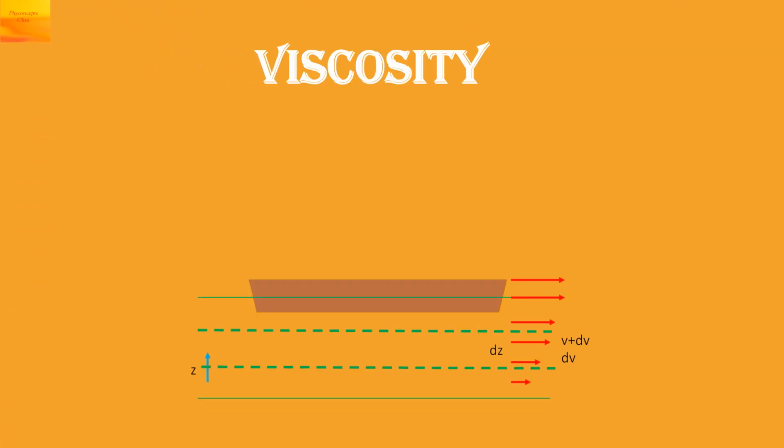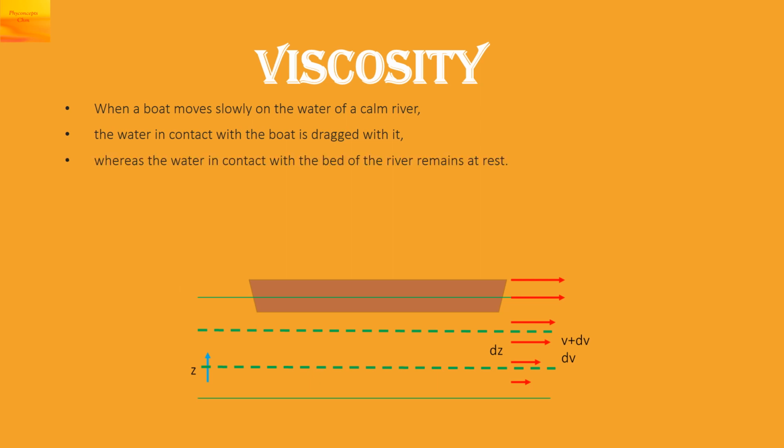We can take the example of a boat which is moving slowly on the water of a calm river. The water in contact with the boat is dragged with it, whereas the water in contact with the bed of the river remains at rest. So here different layers are shown. They are having different velocities.